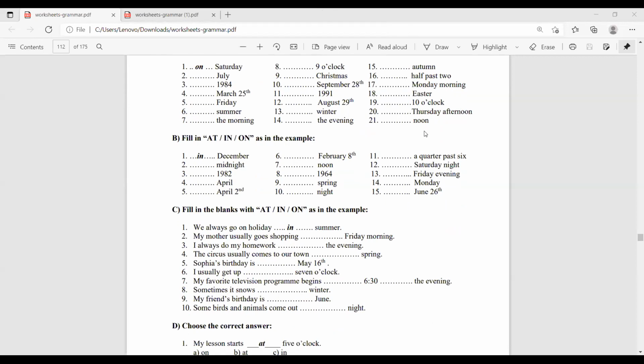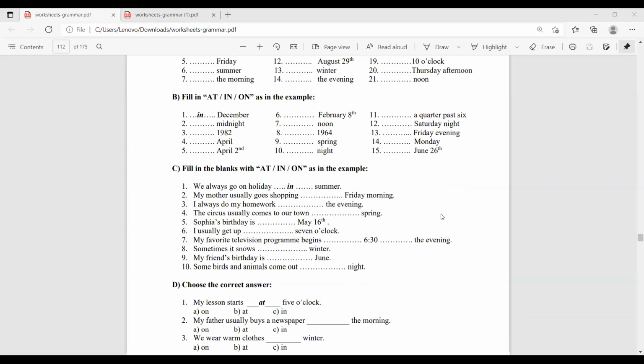What is to be used? At 10 o'clock, on Easter, on a particular occasion. So on Easter, on Thursday afternoon, at noon. If you are mentioning a particular noon, then it will be on Thursday afternoon. I'll meet you on Thursday afternoon. Or if you're just saying noon, then it will be at noon, on 25th March. Very good. Very good. Take a picture, guys, and solve it.